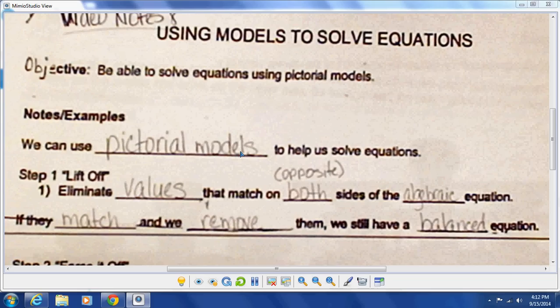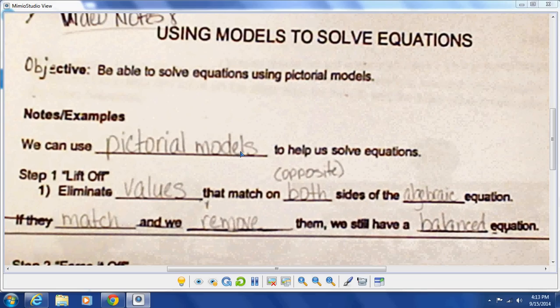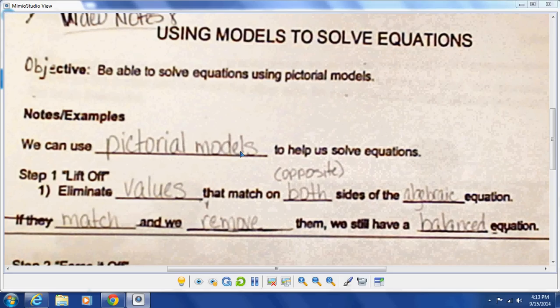It's basically telling us that we can use pictorial models to solve our equations. And we're going to do a lift off, force off, divvy up method. So when we lift off, we're looking to see if we have the same thing on both sides of the equation that we can just remove, that we can cancel out. And that's what we call lift off. So that means if I have positive numbers on both sides or negative numbers on both sides, I can remove the same amount of each that I have.